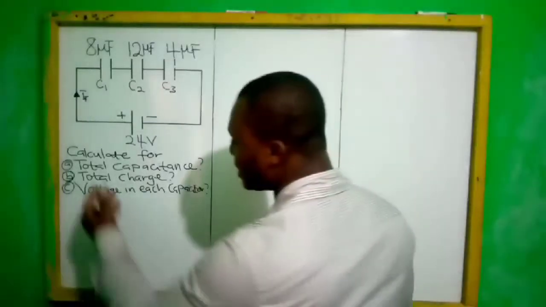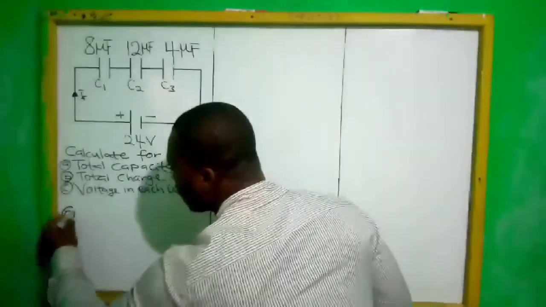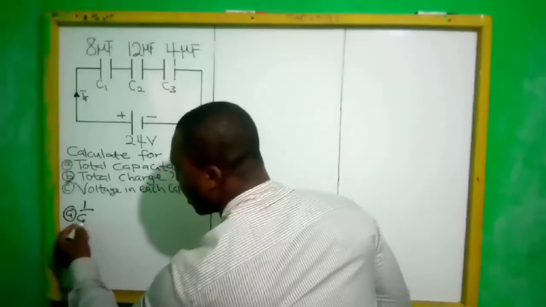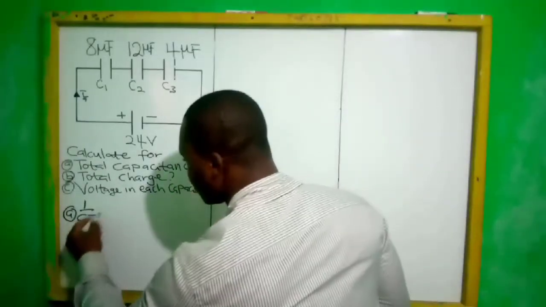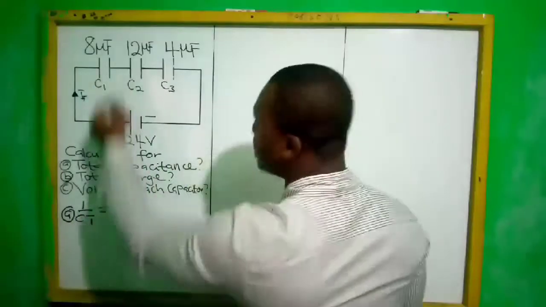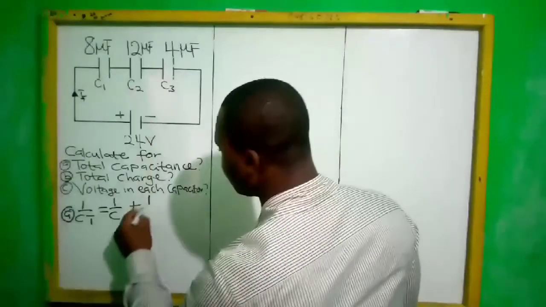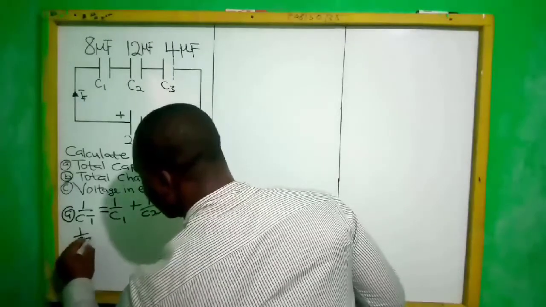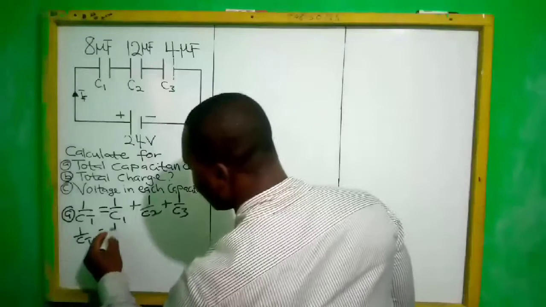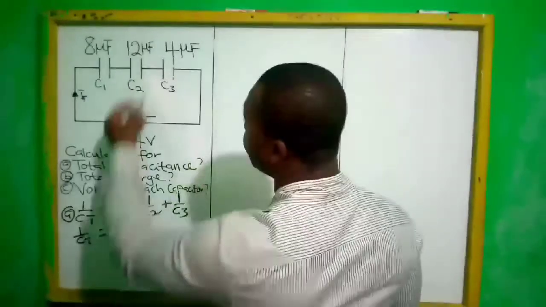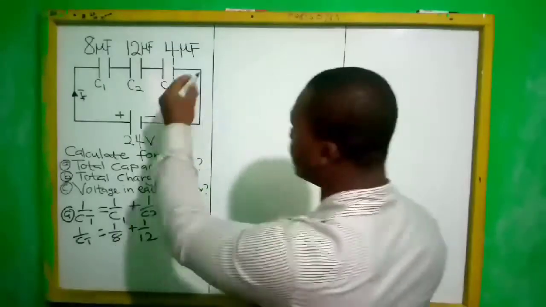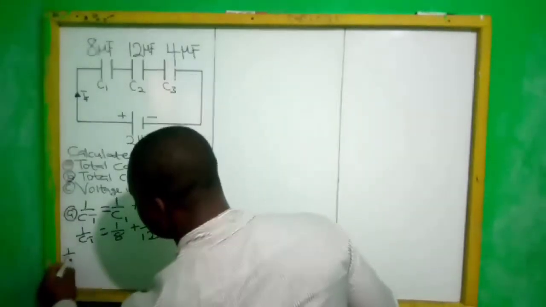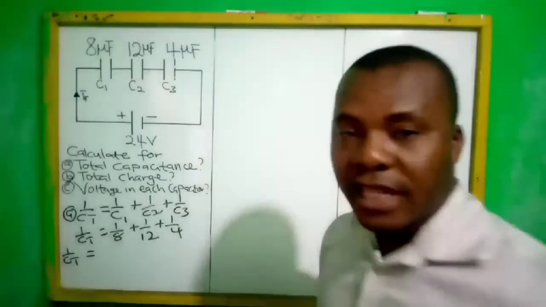So first, let's find our total capacitance. You see that it will be less than 4. So we use the 1 over C formula. 1 over C total is equal to 1 over C1 plus 1 over C2 plus 1 over C3. C1 is 8, so 1 over 8; C2 is 12, so 1 over 12; C3 is 4, so 1 over 4. So 1 over CT is equal to, let's divide and see.